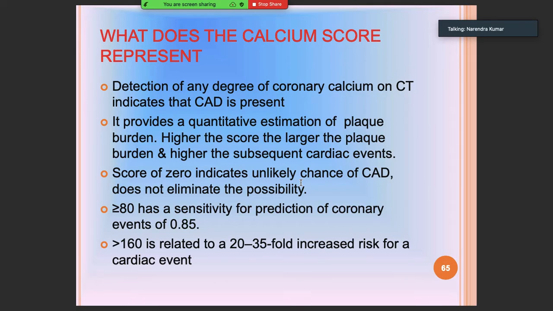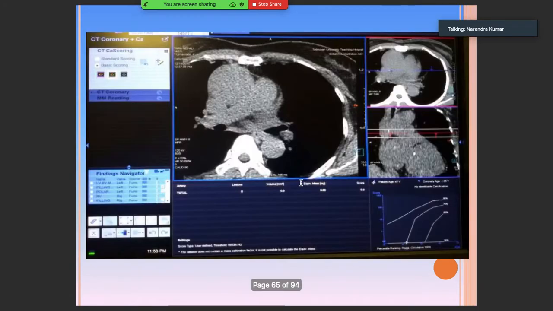So what does it represent? If it is 0, then there's no chance of coronary artery disease, or of course it eliminates the possibility as well. However, if it is more than 80, the patient will have a sensitivity for prediction of coronary events of 0.85. Similarly, if the patient has more than 160, it will be related to a 20 to 35 fold increased risk for a cardiac event. So it is very important to be able to understand this.